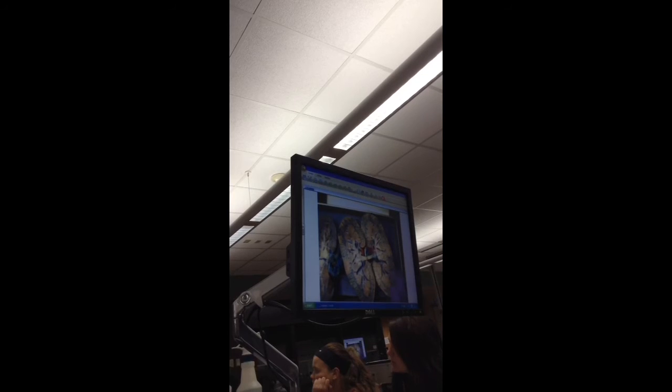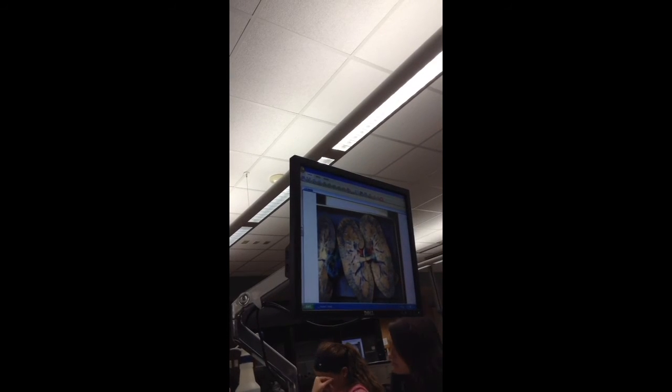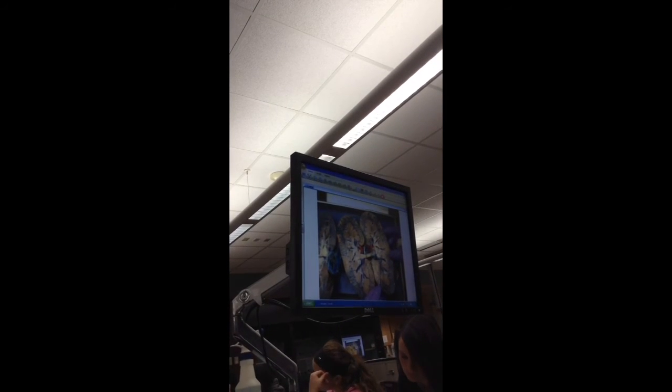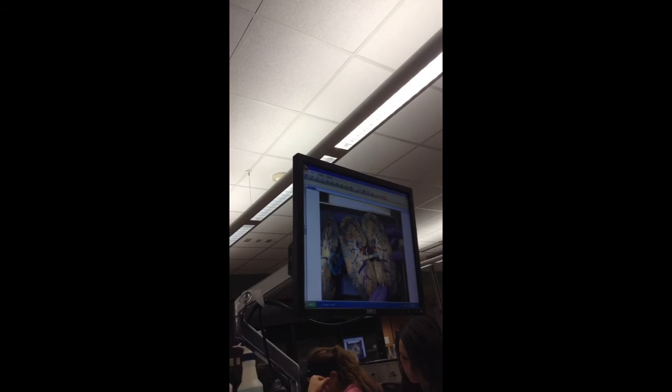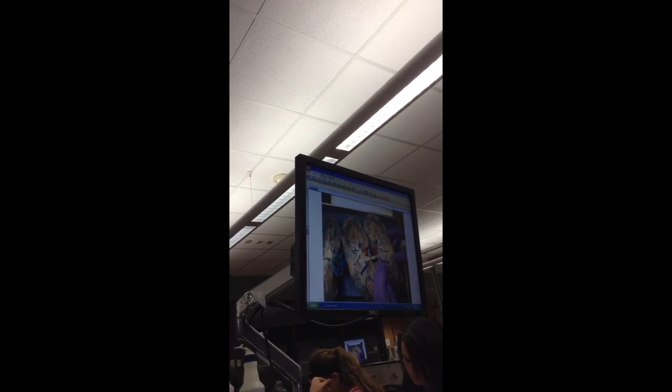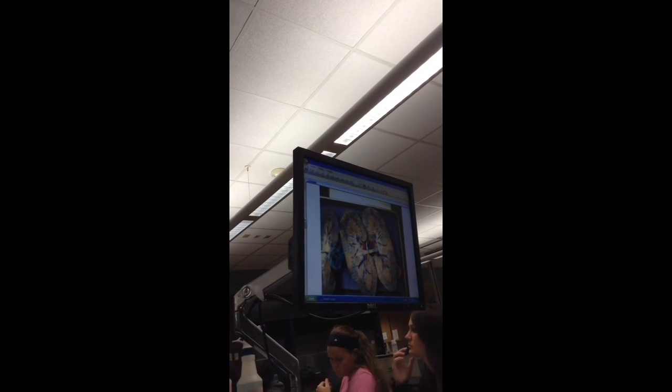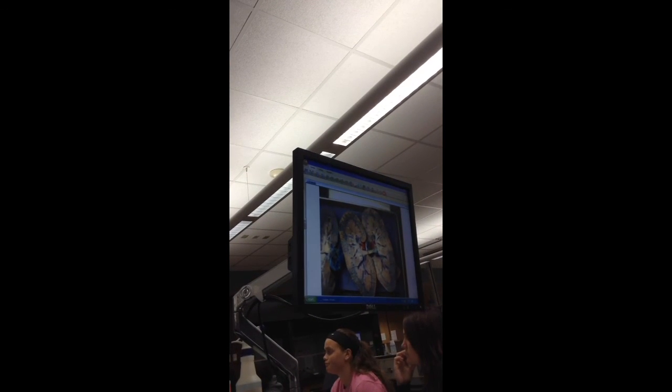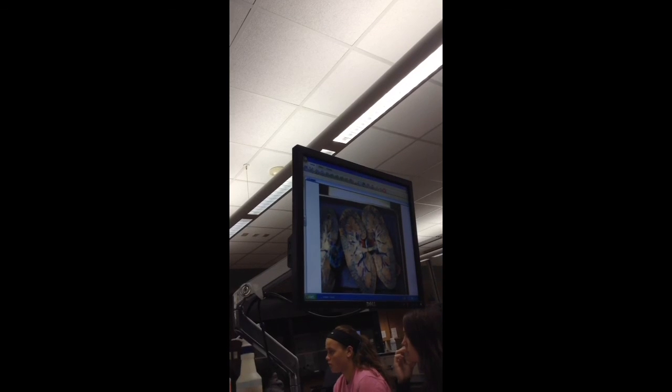Yep. Okay. All right, and then the renal papilla is going to be the tip of the pyramids right here. The very tip. Those are the papillas. Okay? Any other questions? I'll leave these out so you can look at them up close, okay?